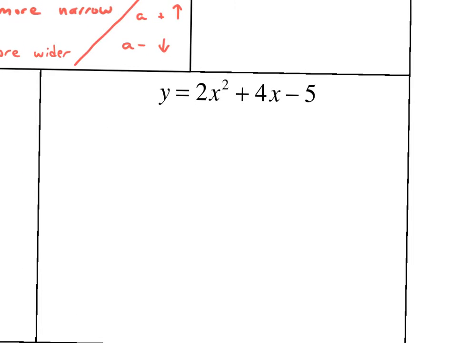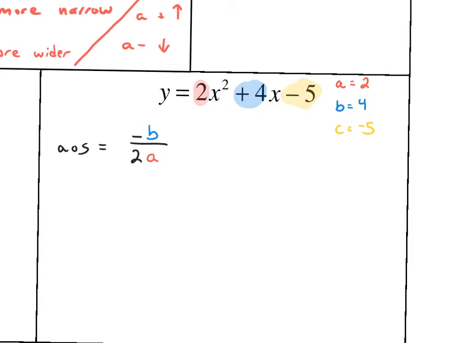Let's walk through an example here, and we're going to start off finding the axis of symmetry. So in order for me to find the axis of symmetry, I need to use my super secret formula where it says negative b over 2a. And the key thing here is to know which one is your a, which one is your b, and which one is your c. So I'm going to list those over on the side. So a is positive 2, b is positive 4, and c is negative 5.